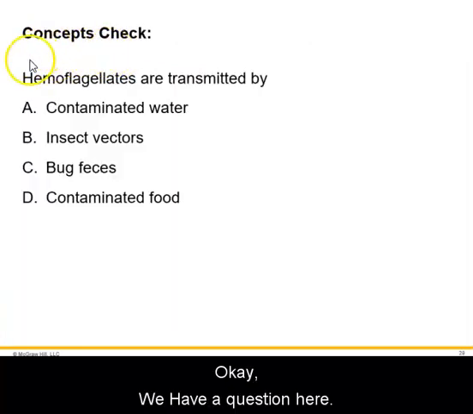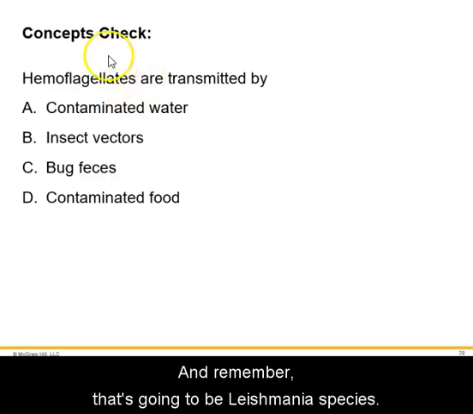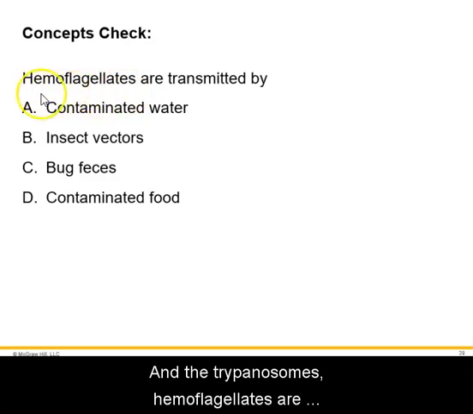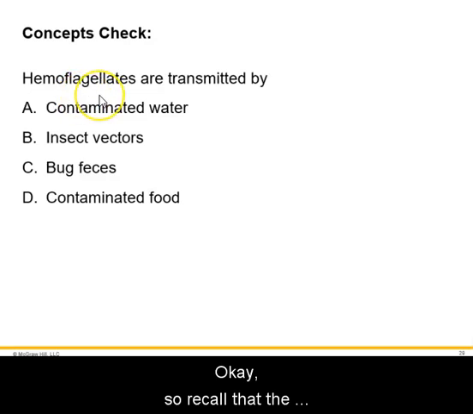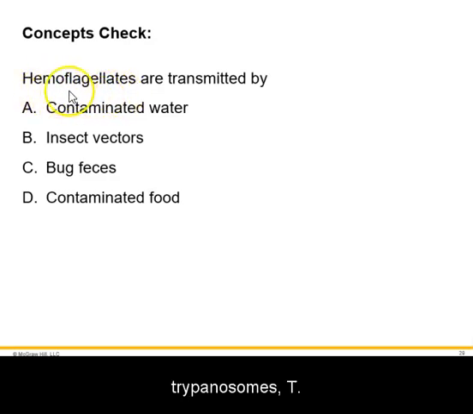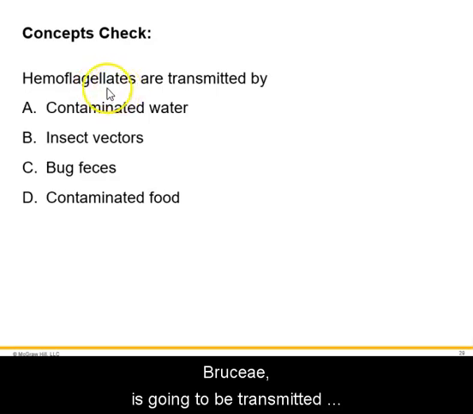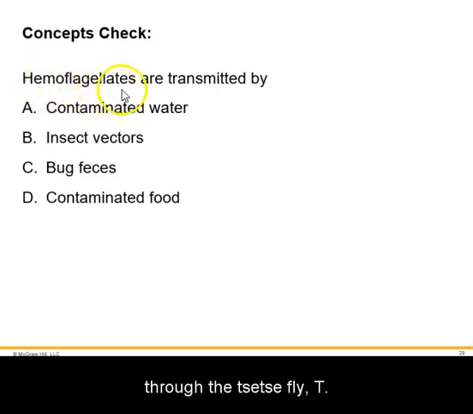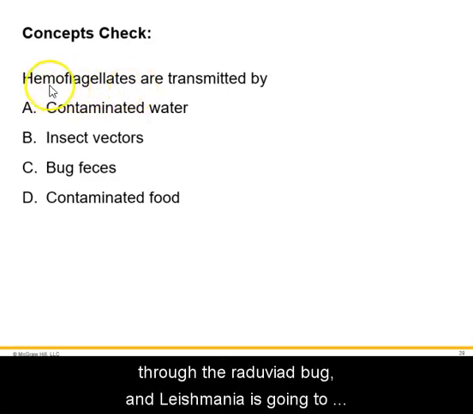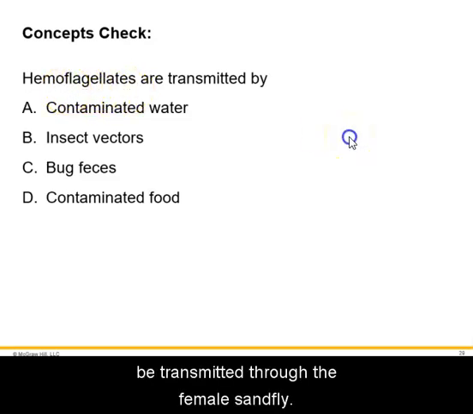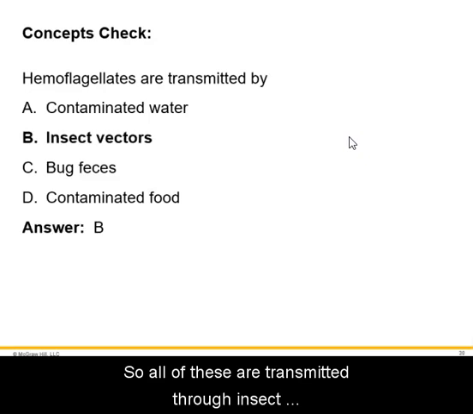Okay, we have a question here. Hemoflagellates, and remember that's going to be Leishmania species and the trypanosomes. Hemoflagellates are transmitted by what? Recall that the trypanosome T. brucei is transmitted through the tsetse fly. T. cruzi is transmitted through the reduviid bug. And leishmania is transmitted through the female sandfly. So all of these are transmitted through insect vectors.